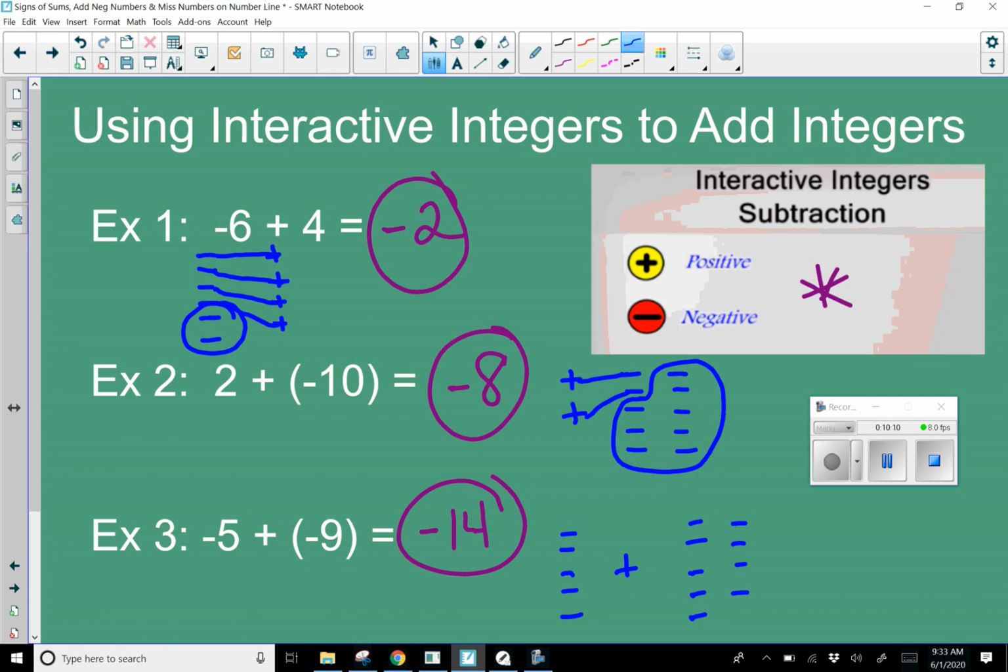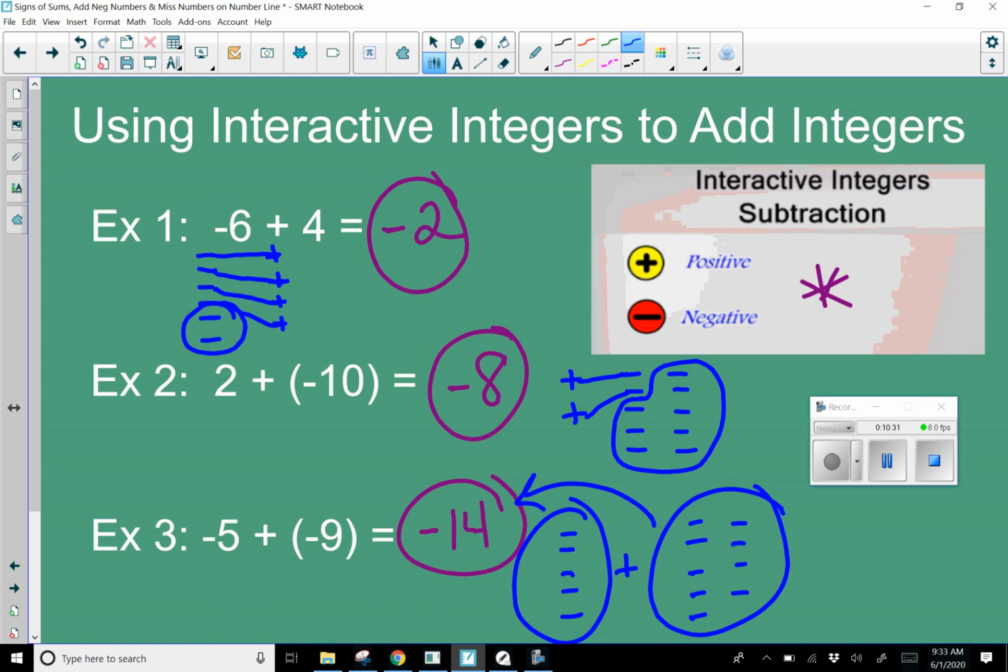So I'm not going to be able to make any zero pairs, which means I'm going to take these 5 negatives and these 9 negatives and just add them together, giving me negative 14. So if that helps you in the beginning while you're learning your integer rules, you can always draw your pluses and your minuses to help make your zero pairs.